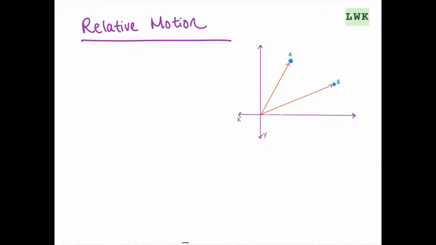We're going to start our discussion today on relative motion by looking at these two particles, A and B. So these are independent objects. They're not the same particle. They are totally separate. So we want to look at the motion of one relative to the other.